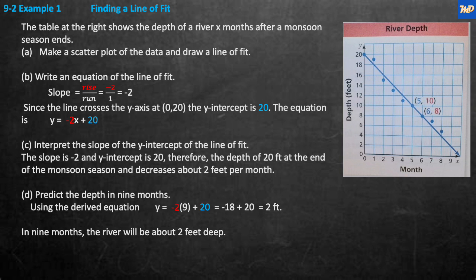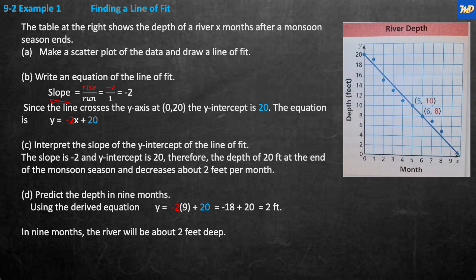Okay, so make a scatter plot to show the data and draw a line of fit. Write the equation of the line of fit. In order to write the equation, we need to know what a line of fit is and how you write the equation. So we're going to talk about slope. Slope is defined as the rise or fall in your y-axis divided by the run in your x-axis. The run always goes from left to right.